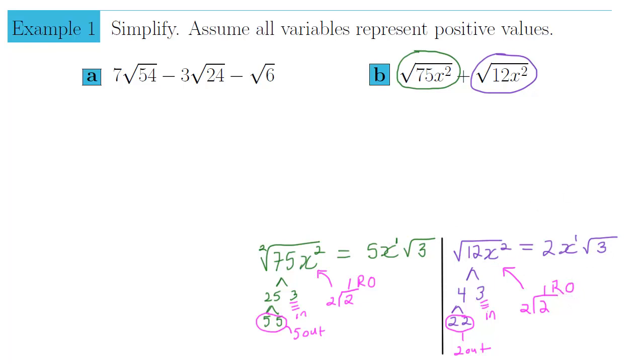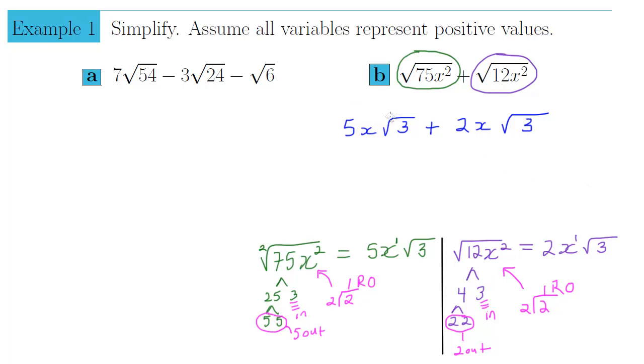So now I have to go back to my original problem and replace my simplified version of each radical and then try to collect like radicals. So root 75x squared is going to become 5x root 3 plus root 12x squared is going to become 2x root 3.